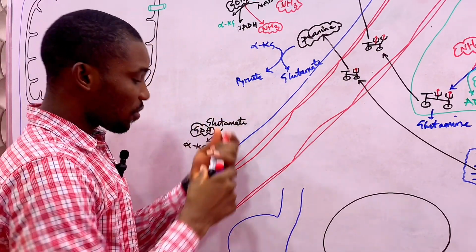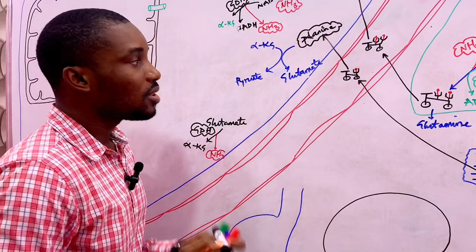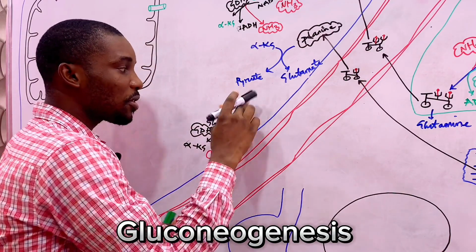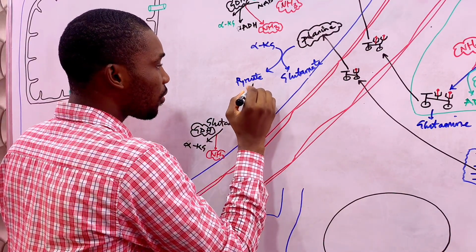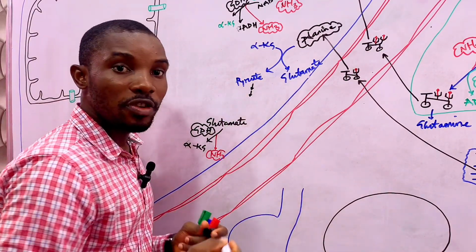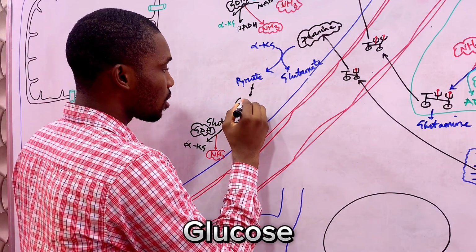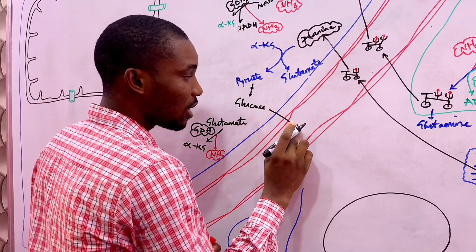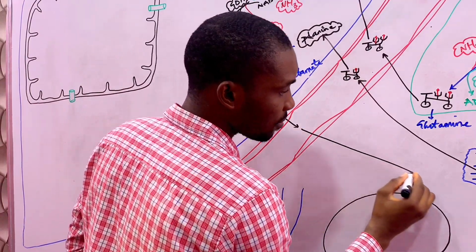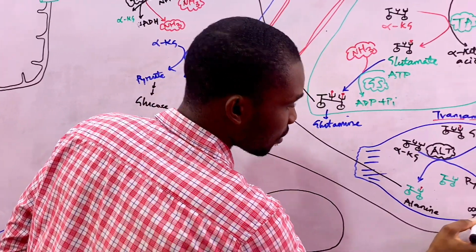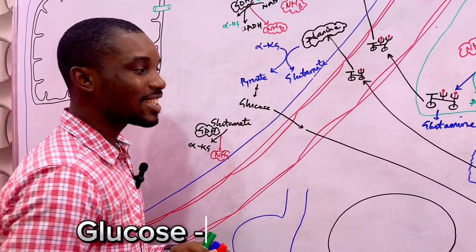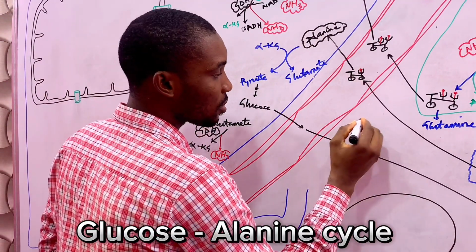But then this pyruvate over here can now, the liver is responsible for gluconeogenesis. So this pyruvate can now be further used to form glucose. And this glucose can enter the blood, and through the blood can enter the muscle. I'm sure so many of you would have heard of the glucose alanine cycle.